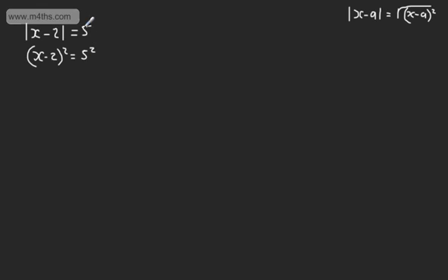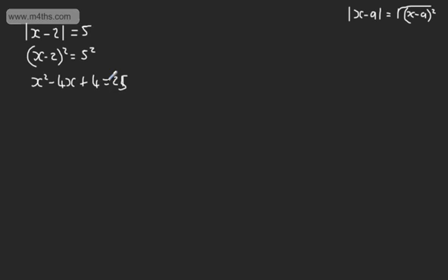Just out of interest, if that number on the right hand side in the equation is a negative number, it makes no sense. This is always going to be 0 or greater. It's the absolute value. So there'd be no valid solutions there. So let's go ahead and solve this. X squared minus 4x plus 4 is equal to 25.